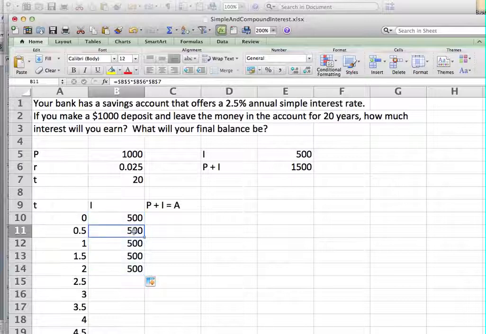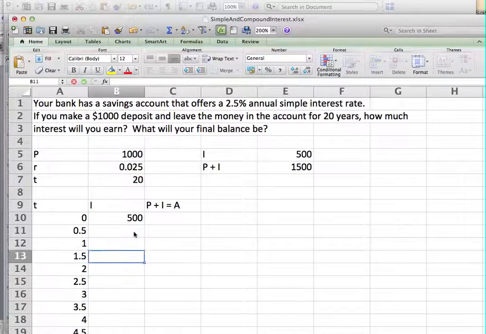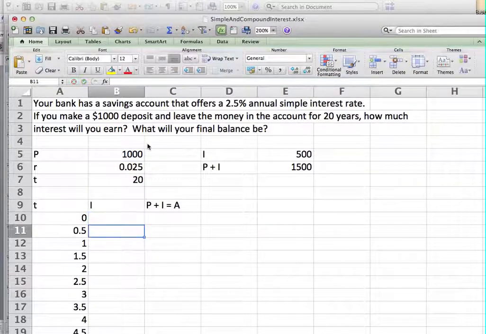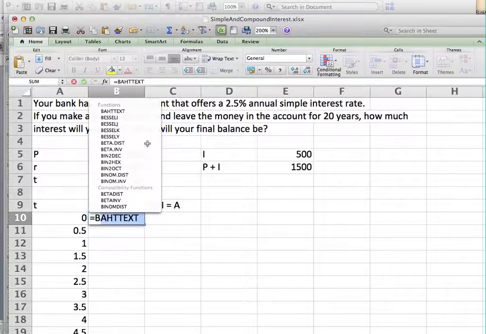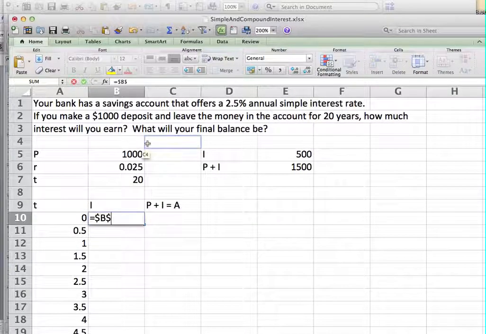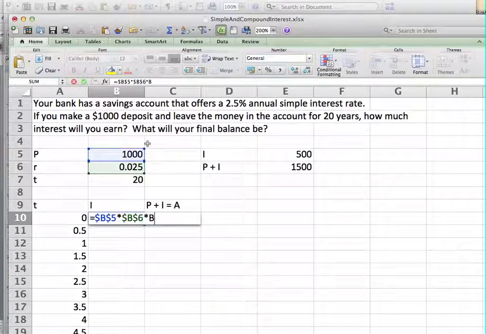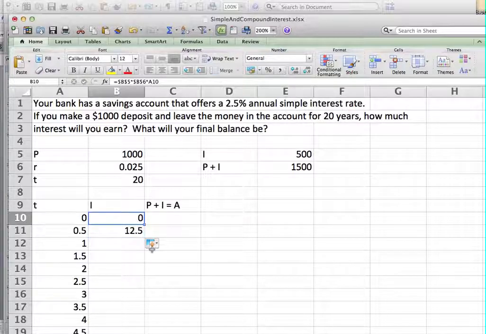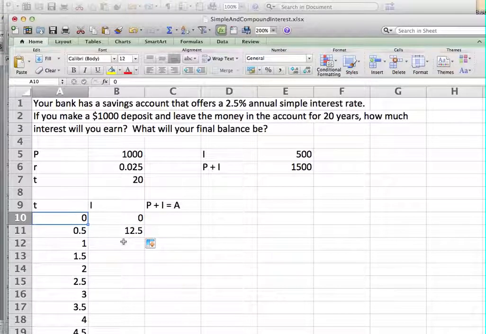Oh, you know what? I realize I made a mistake here. I don't want one of those references to be fixed, just the first two. $B$5 times $B$6 times B7, times A10. I want that to be something that changes with the time. The time is in cell A10, as I copy and paste this formula downward, I want that to change. I want that to get updated so that I do get $0 of interest if I have the money in there for 0 amount of time.